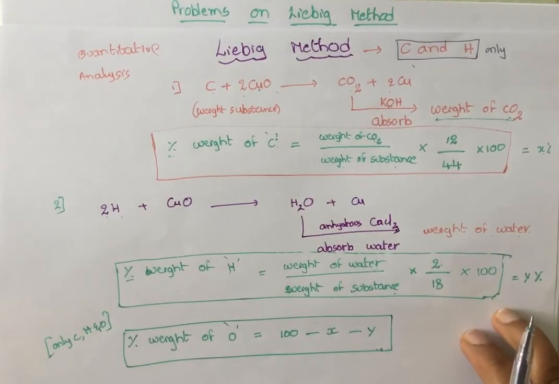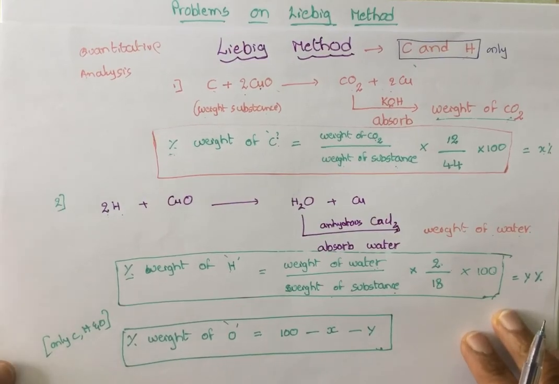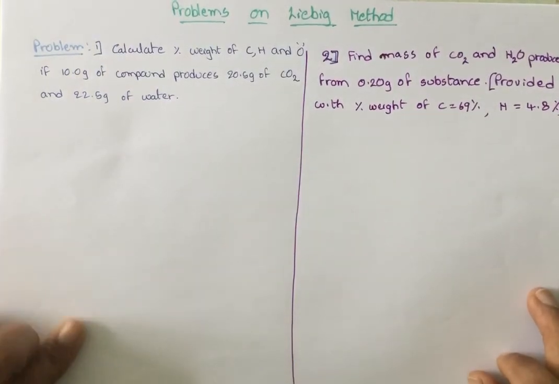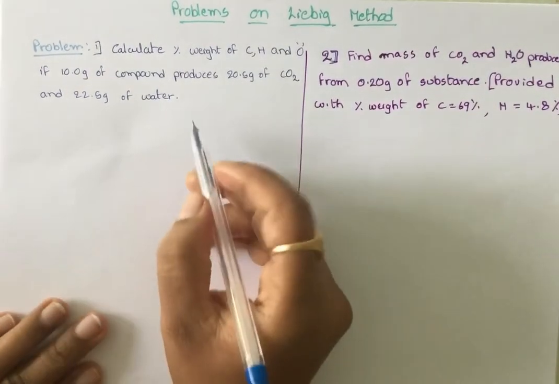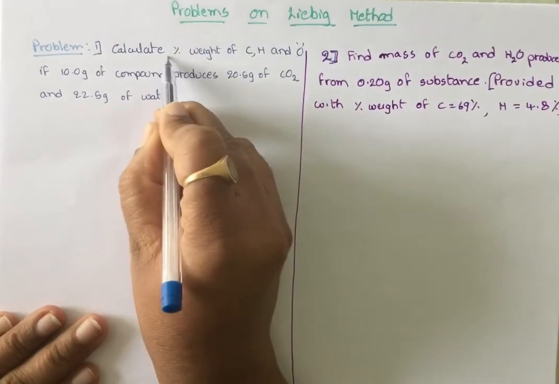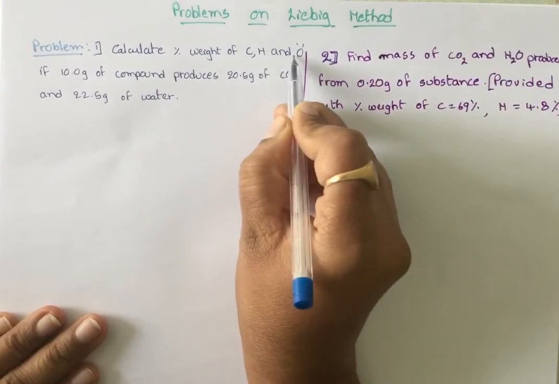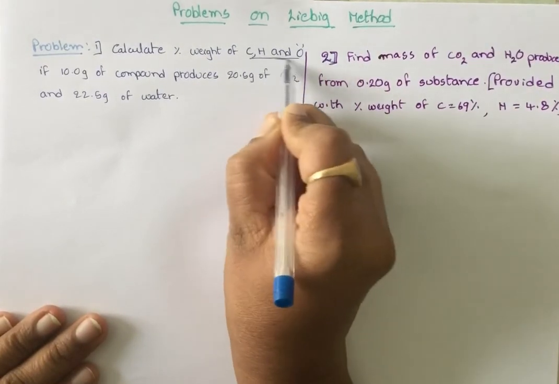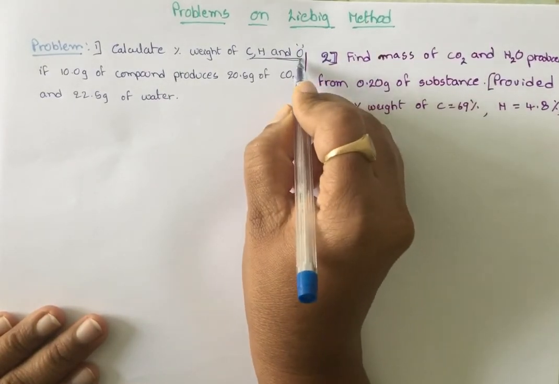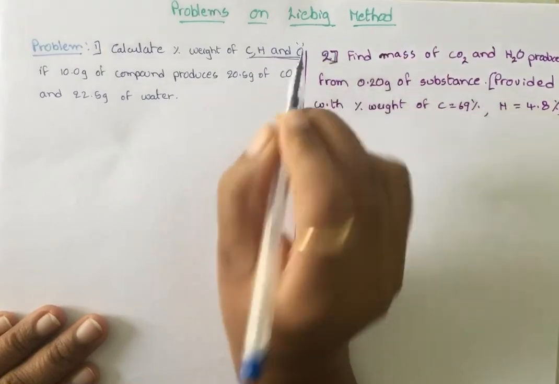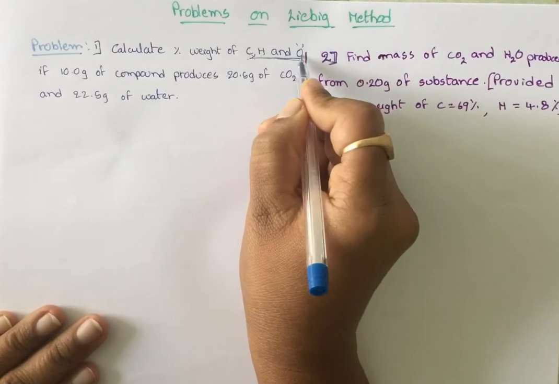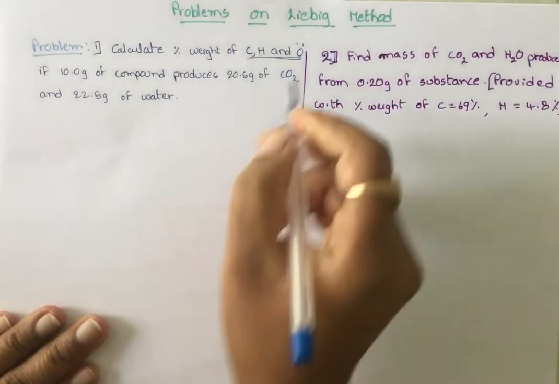Okay, now let us discuss what type of problems they are asking on Liebig's method. How can we solve that? So first one, I am going to explain how to find the percentage weight of carbon, hydrogen and oxygen. They are asking, see, first problem, calculate the percentage weight of carbon, hydrogen and oxygen. What does it mean? We can calculate only the percentage of carbon and hydrogen by using Liebig's method. How can I find oxygen? Because they are saying that it has only 3 elements in it. So after getting these 2 values, subtract those values from 100. Then we will get the percentage of oxygen.